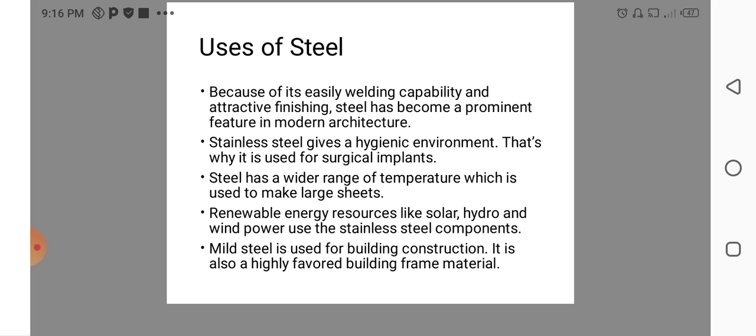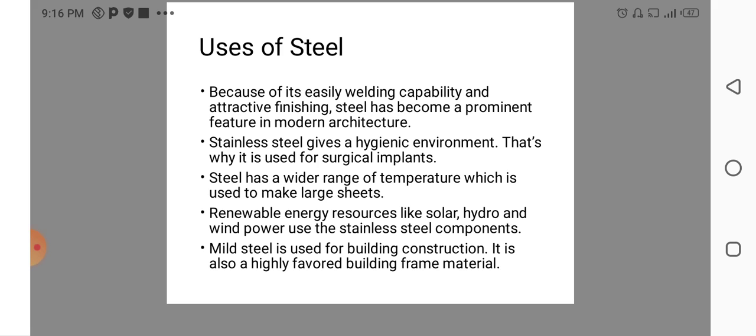Steel has prominent features in modern architecture. As we all know, it has good welding capabilities and attractive finishes. In the architecture field also, steel is used. Stainless steel gives a hygienic environment. Steel has a wider range of temperature, which is used for making larger sheets. We have already discussed the malleable property.